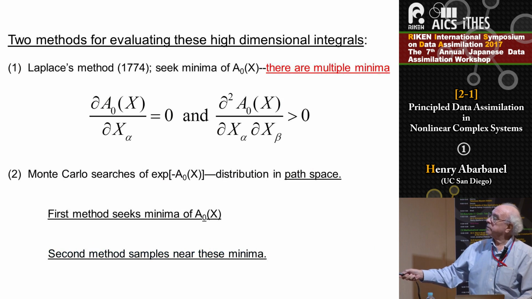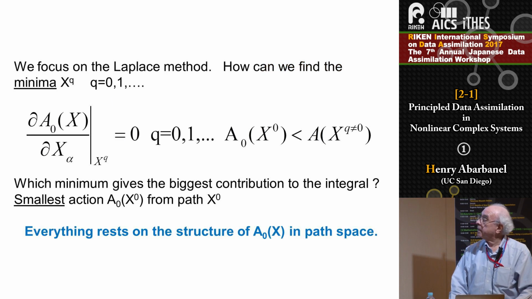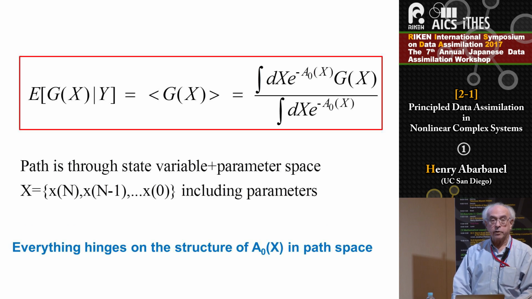So Laplace says, find the stationary points and find those that have positive curvature in a relatively high dimensional space. Monte Carlo searches essentially do the same thing with a different methodology. I'm going to talk about the Laplace method, which is often called 4D-Var in this room. There is an advantage of thinking of the whole integral you have to do instead of simply the thing that you have to minimize.